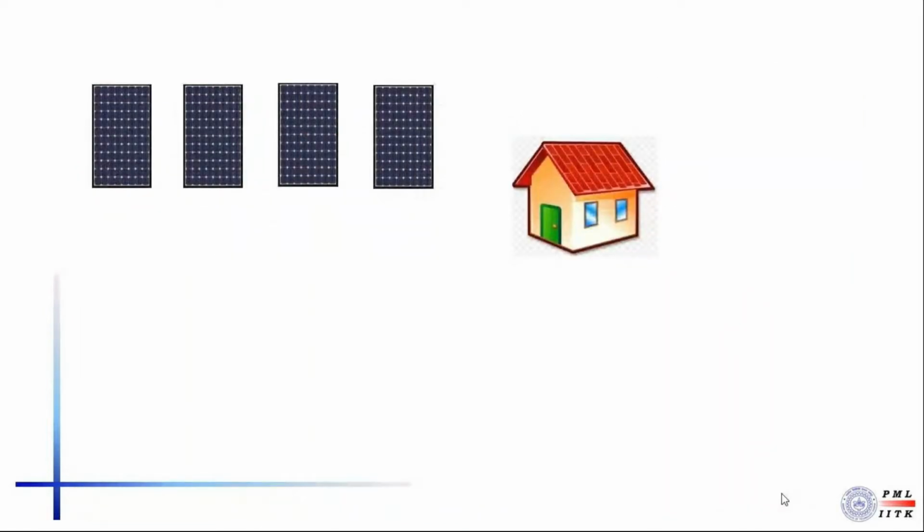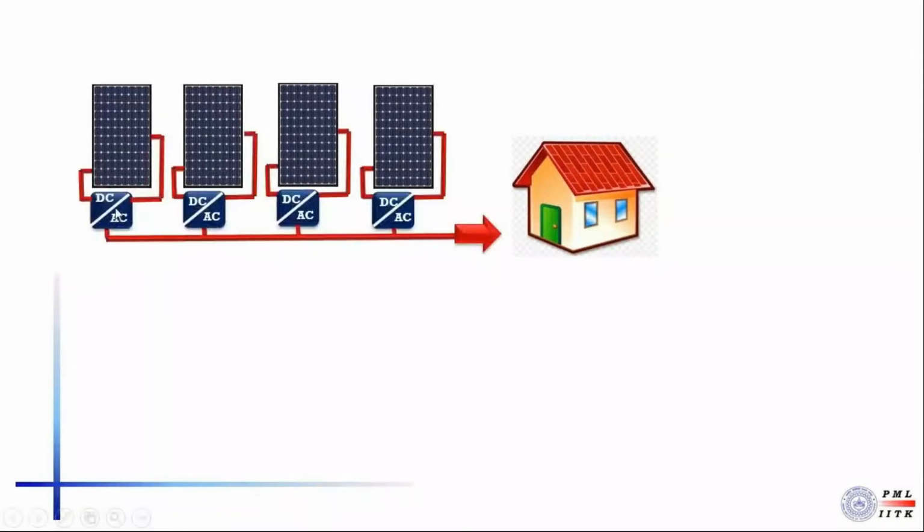Now let's discuss the second system. Here, each of the PV panels is connected to a DC to AC inverter, and then the outputs are connected in parallel, supplying the household load. So each of these inverters is known as a microinverter.